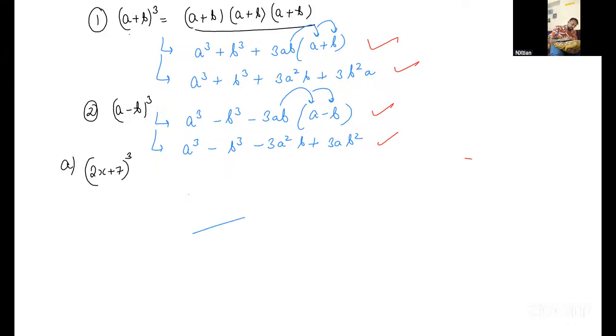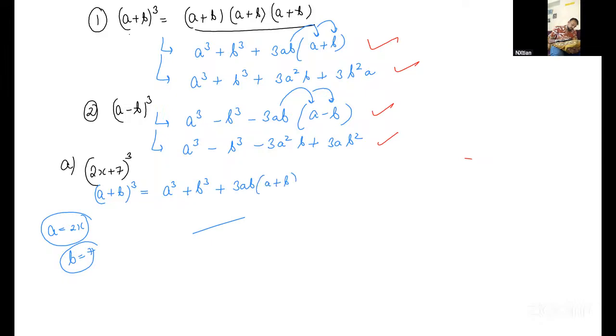Okay, listen, guys. Now it is in the form of (a plus b) whole cube, where a is equal to 2x and b is equal to 7. So what is the identity of this? a cube plus b cube plus 3ab into (a plus b).